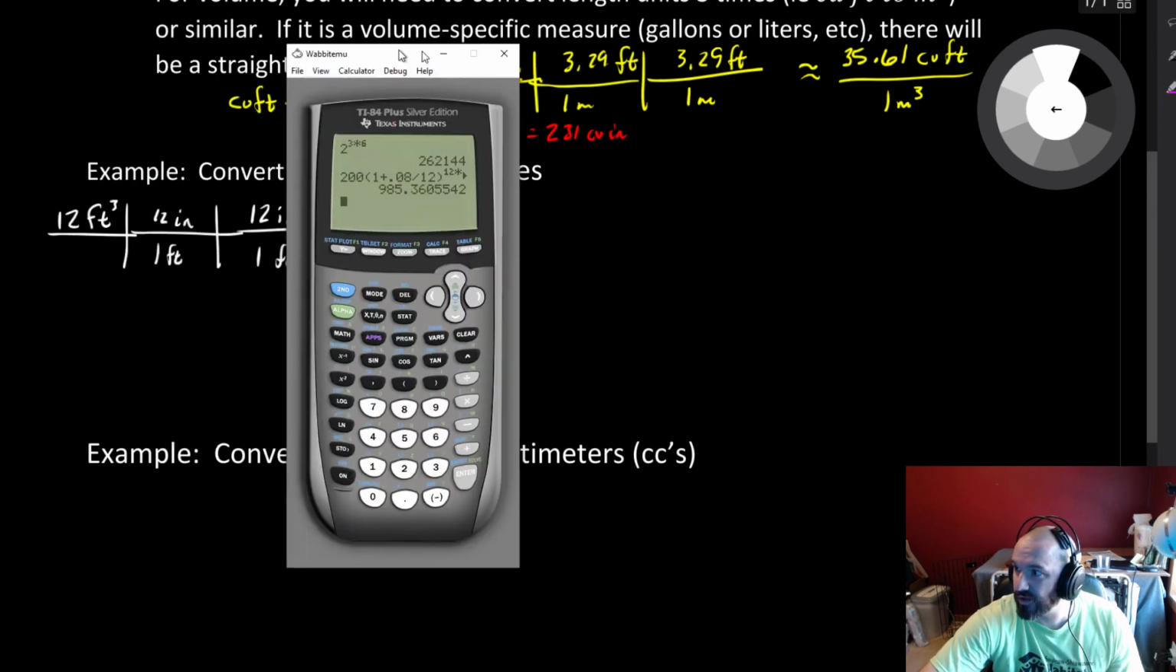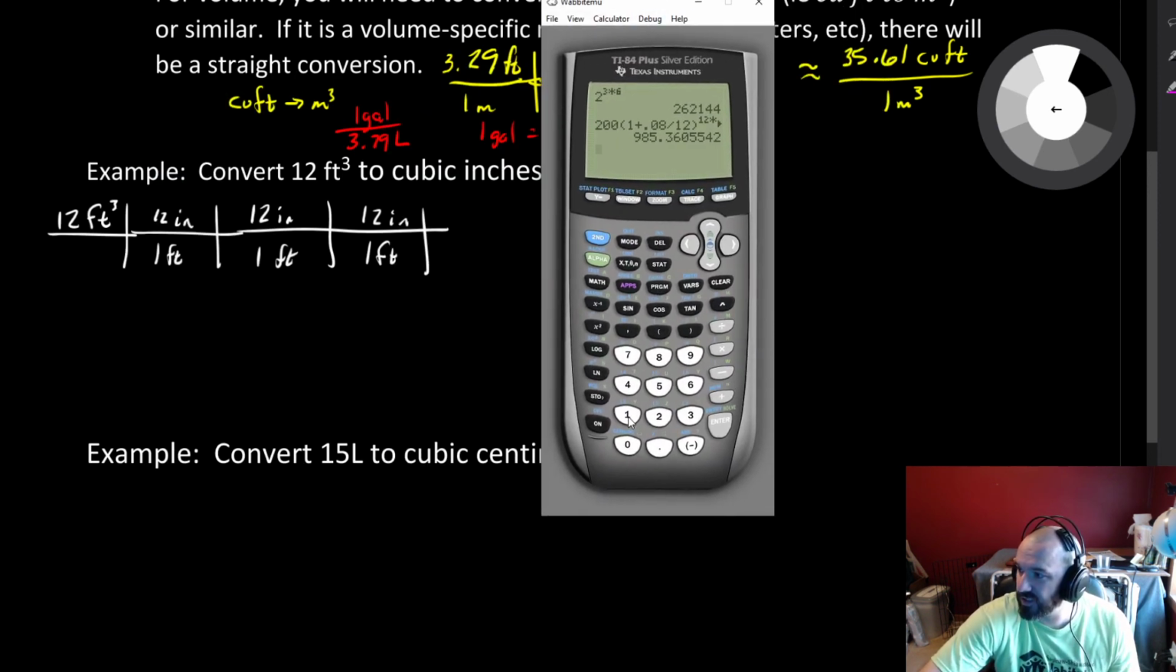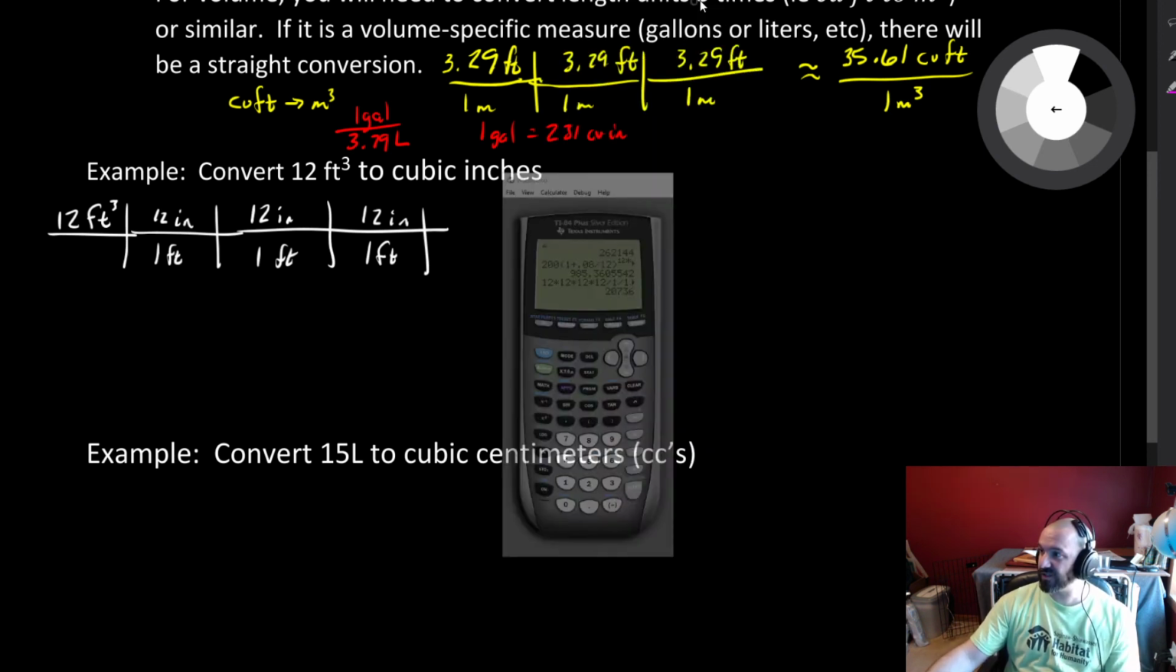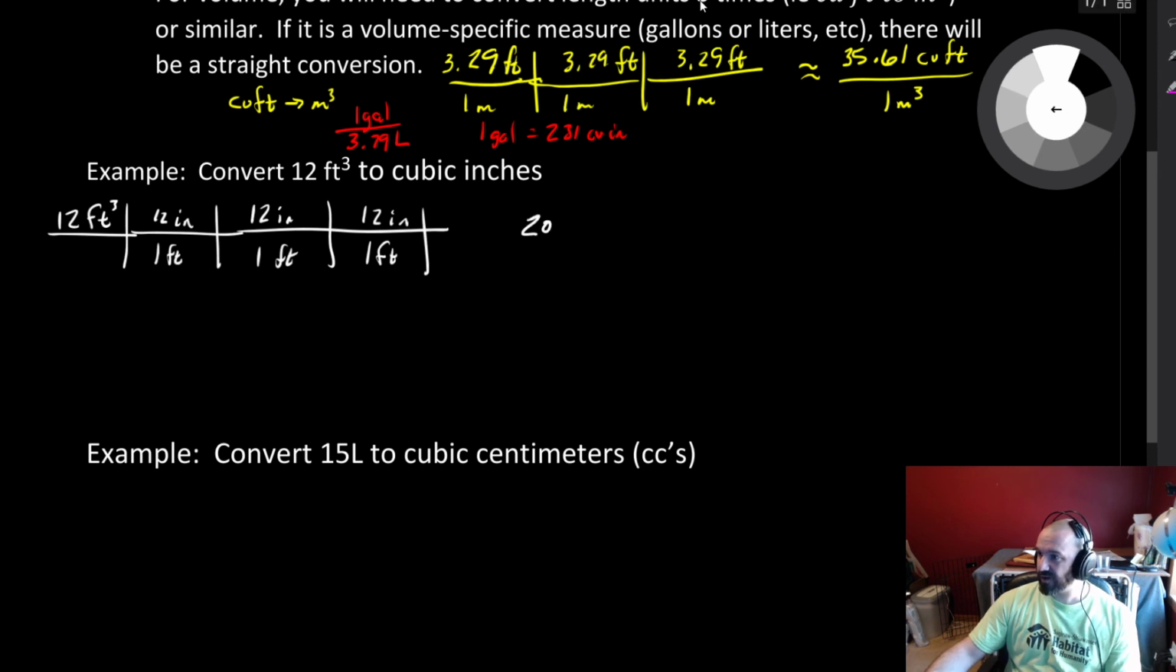If you go into your calculator and put this in, you can quite literally say it's 12 times 12 times 12 times 12 divided by 1 divided by 1 divided by 1. Go. And that will give you your answer. The order of operations is what plays, in case you were wondering. So I get 20,736 cubic inches. And so that's the conversion.